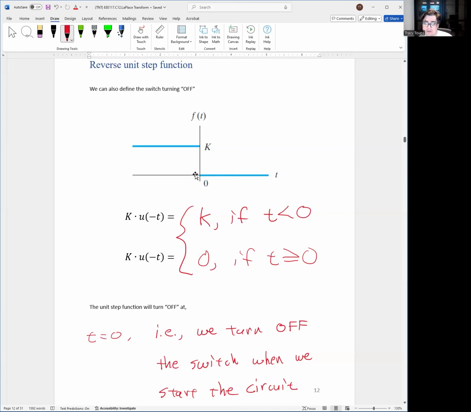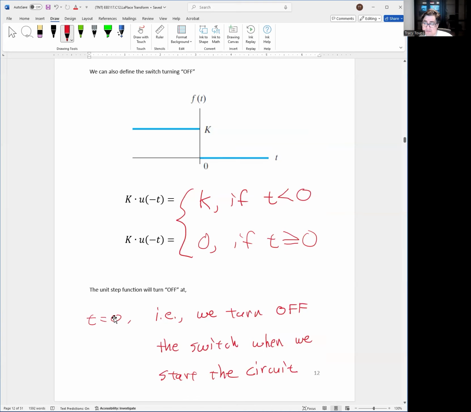Okay. So basically, here it will just say k, this new reverse step function is equal to k if t is less than 0, or if t is greater than or equal to 0, it turns off. So it's on, and then at t equals 0, boom, it turns off, and our circuit's dead now. Okay. So basically, we want to turn it off at t equals 0, right?